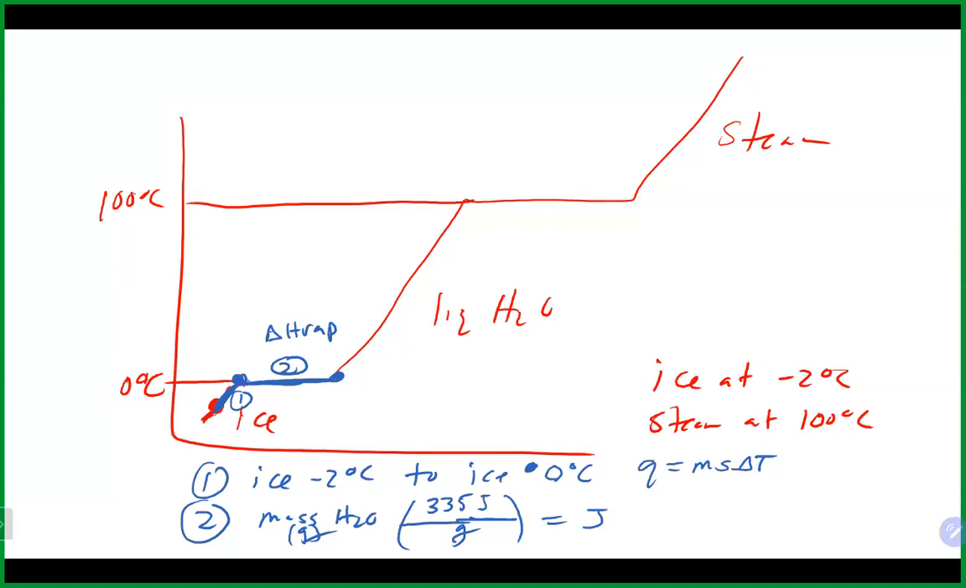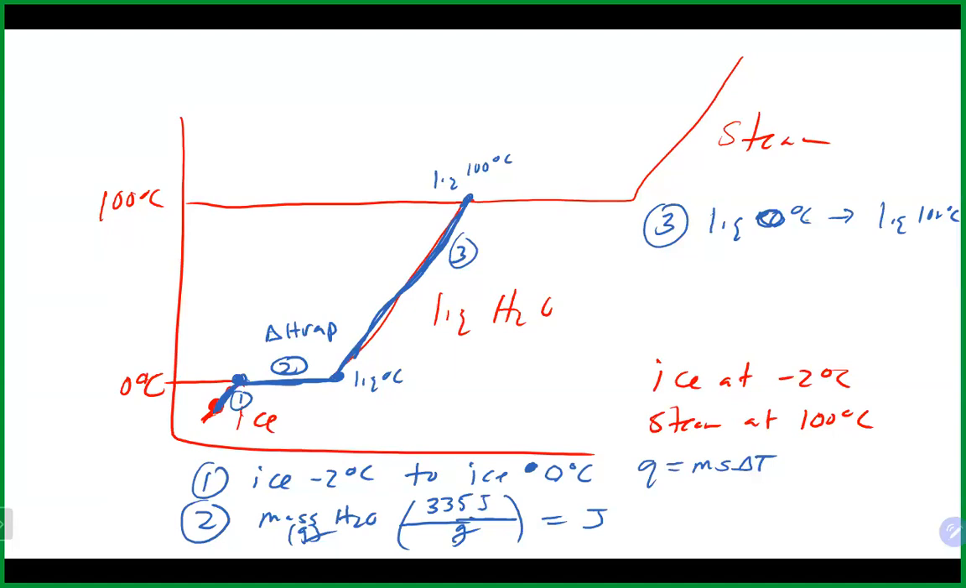Now, what we would be doing at this point is we're sitting here at liquid water at 0 degrees. We would then need to take it all the way up to liquid water at 100 degrees Celsius. So the third step here would be liquid water from 0 degrees Celsius to liquid water at 100 degrees Celsius. That is liquid water all the way through that, right?